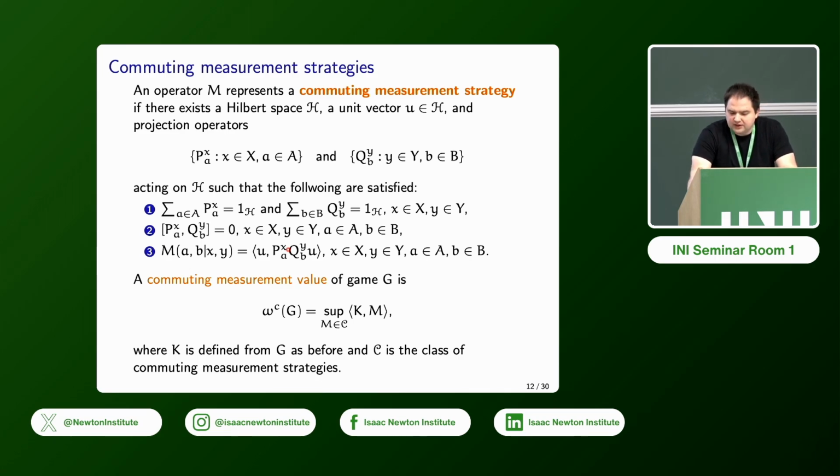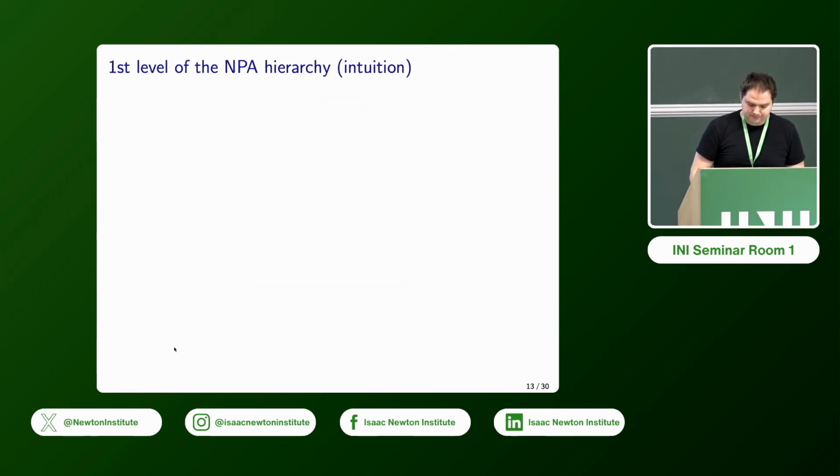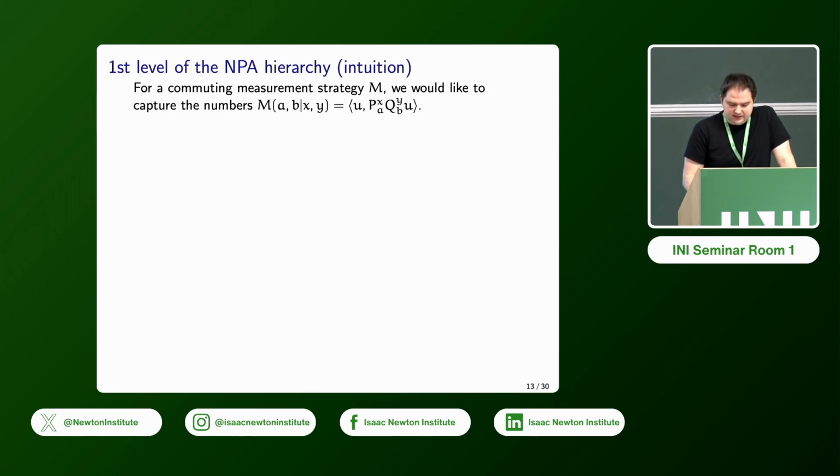And then the commuting measurement value of a game is just the supremum over all such strategies. So the C here is the class of all commuting measurement strategies, so the class of all matrices that satisfy these conditions, and K is the matrix representing the game. So now the intuition behind the first level of the NPA hierarchy is the following. We would like to capture these numbers that are in this matrix.